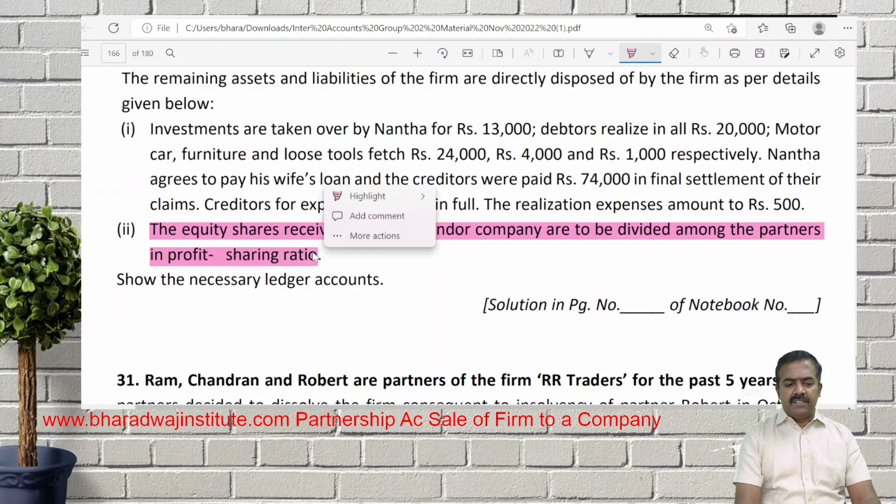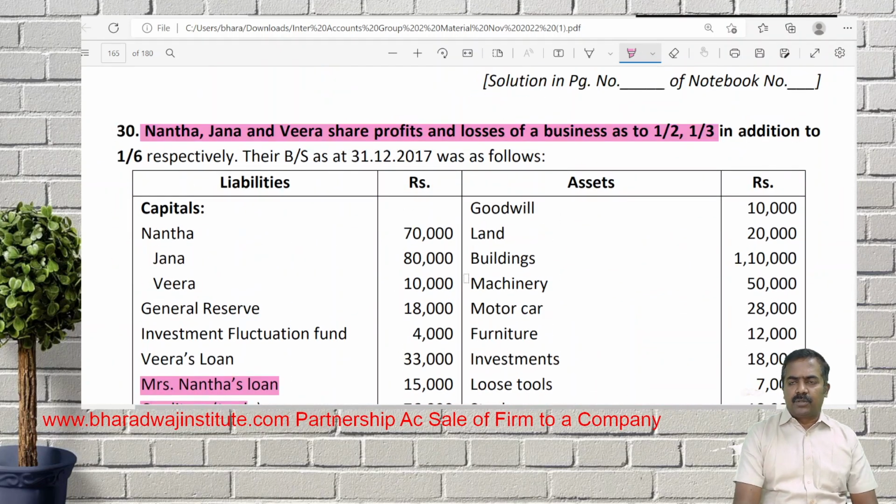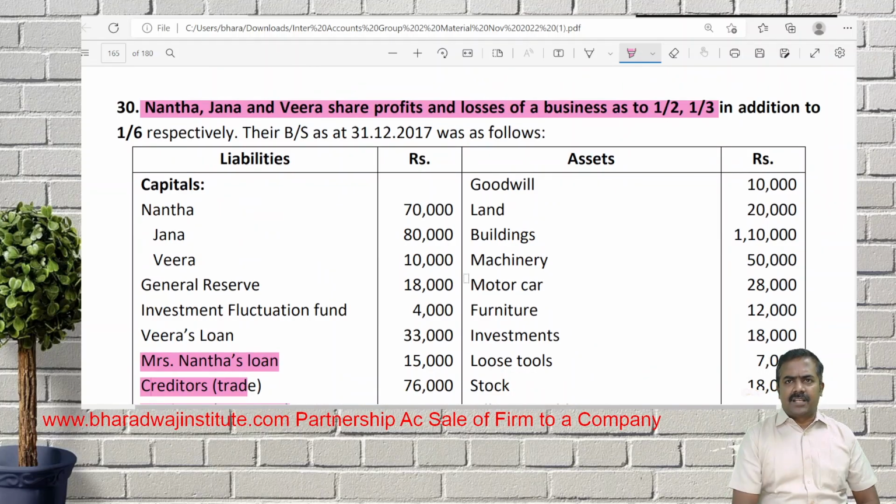Equity share is divided in which ratio? They would have given the profit sharing ratio. One of the fantastic problems. Try to work it out. Or in the next class that we meet, we'll start solving this and proceed.